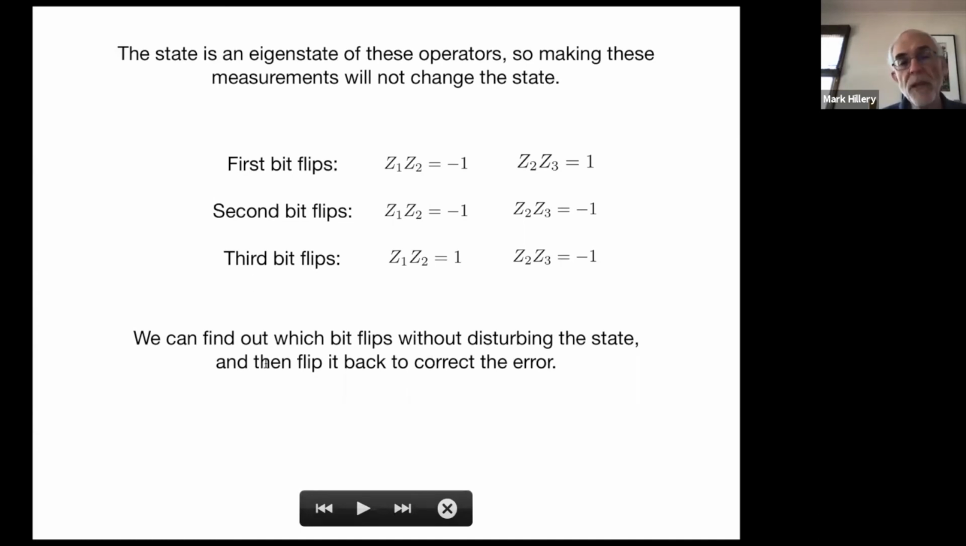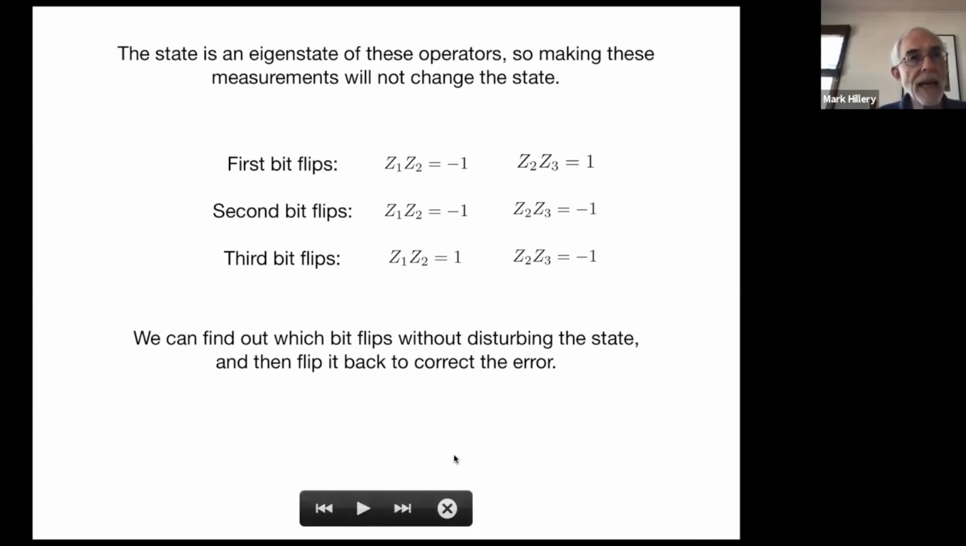And if the third bit flips, it's going to be an eigenstate of Z1, Z2 with +1 and Z2, Z3 with -1. So you can see by looking at the measurement results I get, I can tell which of the qubits flipped, okay? And then I can go in and correct it. And since these measurements don't disturb the state, I will have preserved the quantum information. So we can find out which bit flips without disturbing the state, flip it back to correct the error, and we have eliminated the effect of the bit flip.